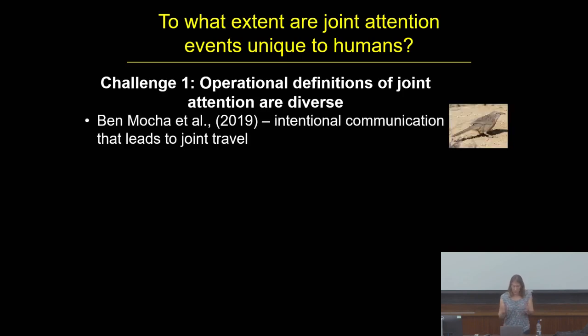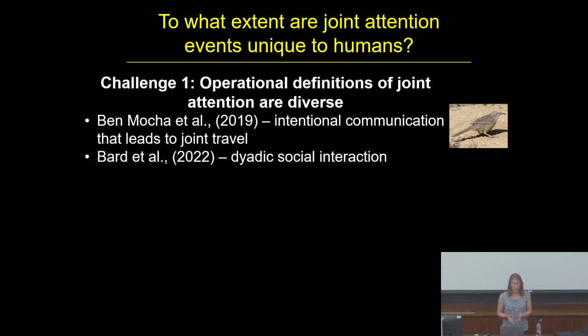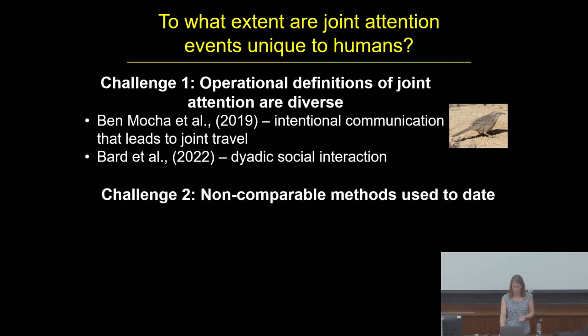So joint attention has been claimed in animals before, but if you look at what they actually measured, to me, it's not related to anything I've just talked about. Ben Mocker and colleagues identified intentional communication that then leads to a joint activity, which in these birds, Arabian babblers, was joint travel. And Kim Bard and colleagues identified dyadic social interaction in chimpanzees and called that joint attention. But again, for me, that doesn't quite get at what is important, particularly the type of joint attention that is important for language in humans.